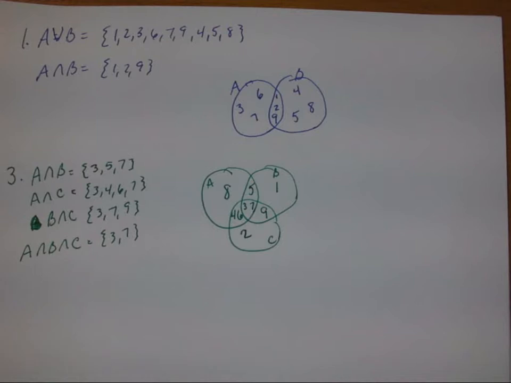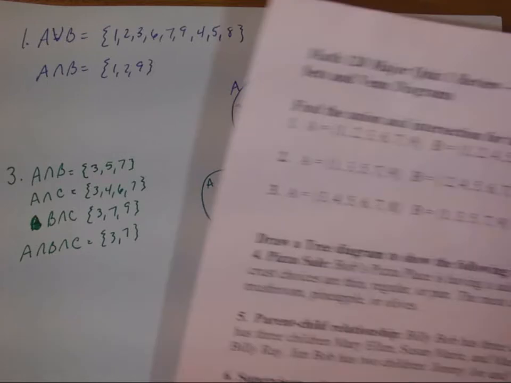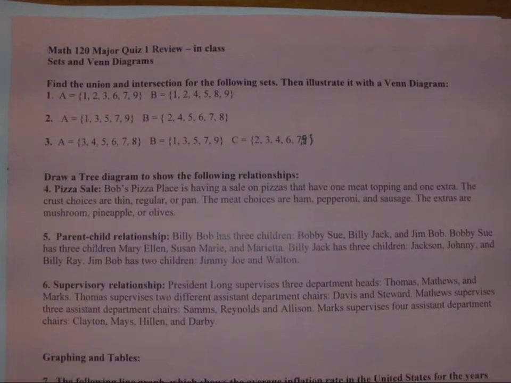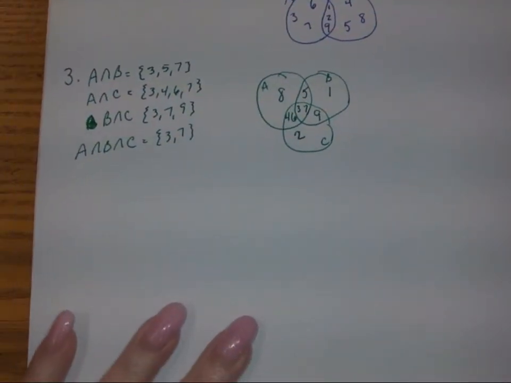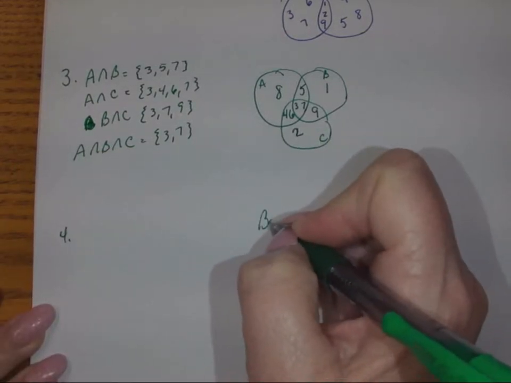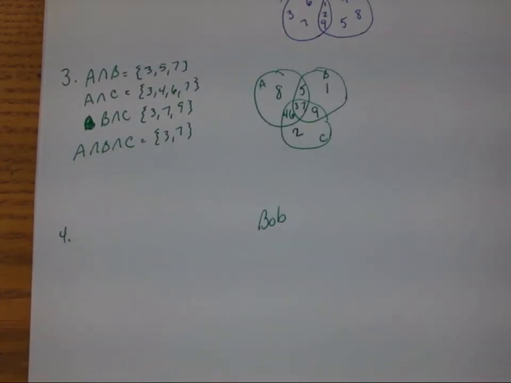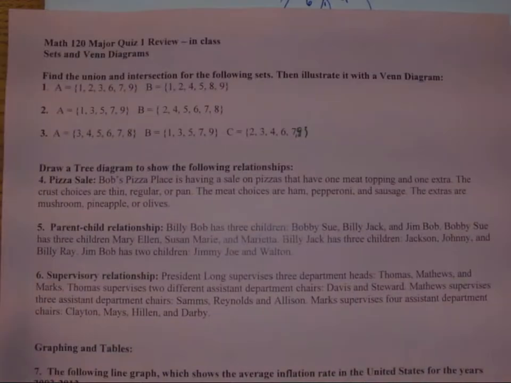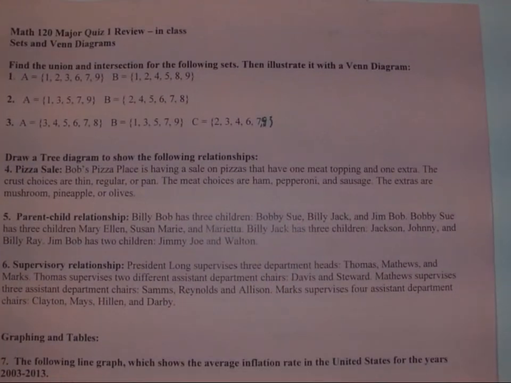Everybody is accounted for. All right, so the next type of problems we're going to look at are tree diagrams. There are different kinds of tree diagrams to do. We're going to look at one that is some food, a pizza sale. We'll look at a parent-child and a supervisory type of relationship. So the first one we're looking at is Bob's Pizza. Bob is having a sale at Bob's Pizza Place, and you get 1 meat topping and 1 extra.